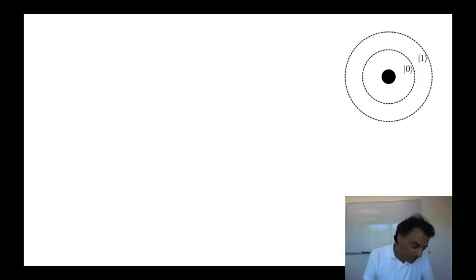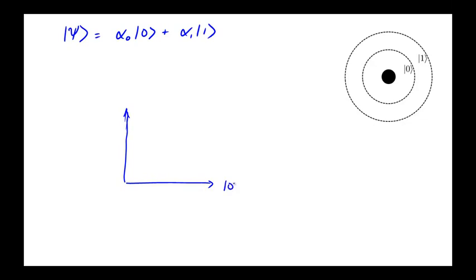So in general, the state of the system psi is some superposition alpha 0 |0> plus alpha 1 |1>. And we already saw that we can view this as a vector in a two-dimensional vector space. It's a complex vector space, but for convenience in drawing it, I'll pretend it's all real. So this is 0 and 1, and now a state psi is just some vector like this.